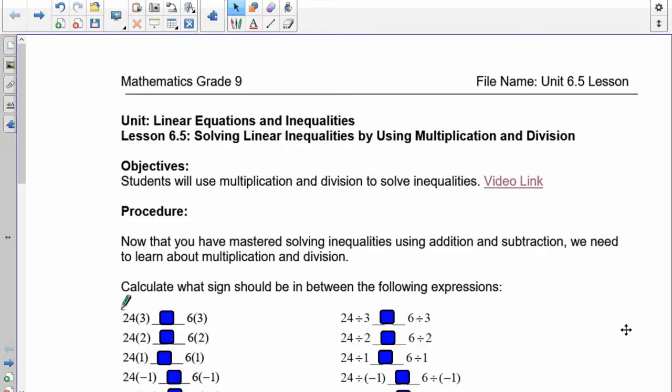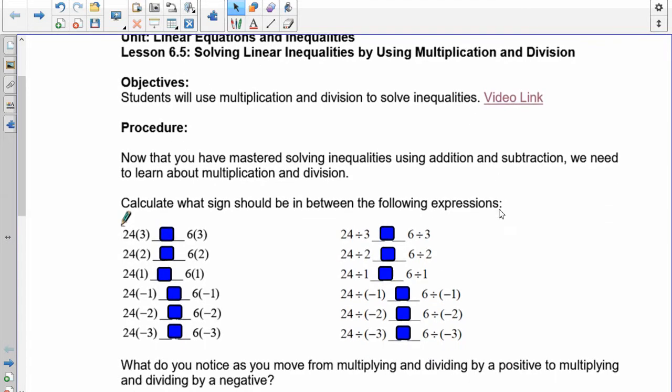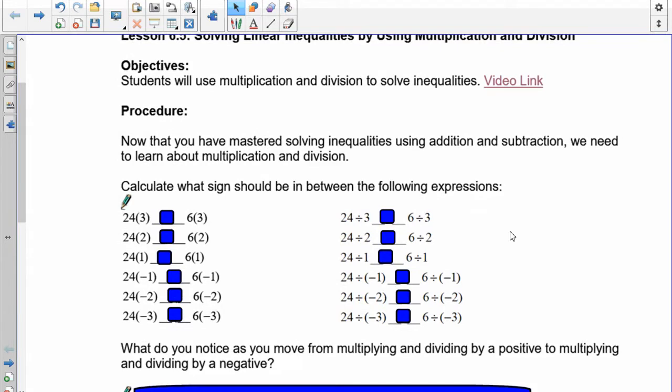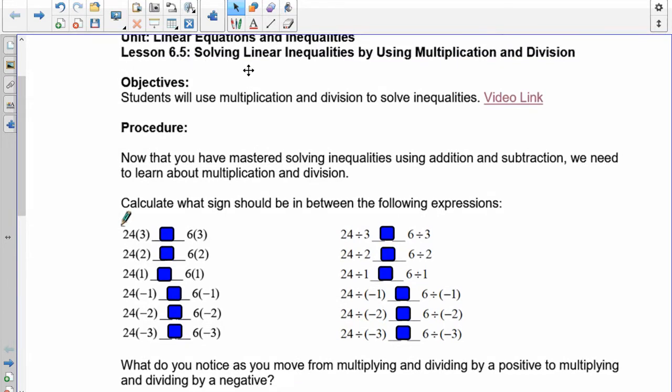Good morning, grade 9s. Today we're going to wrap up our last lesson on solving linear inequalities, and we're going to do it by using multiplication and division. So we told you before, when we first started, that solving an inequality was the same as solving an equation, except for one change that we had to do. And this is the change we have right now.